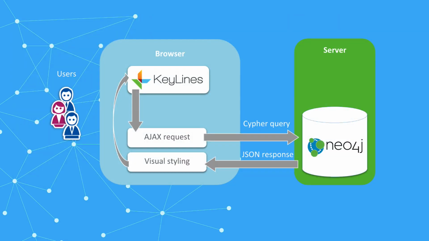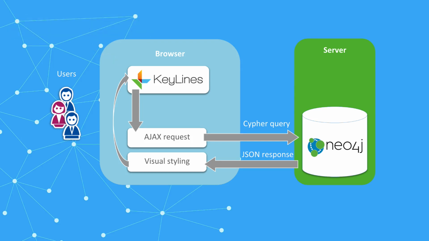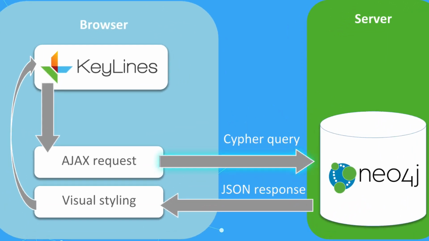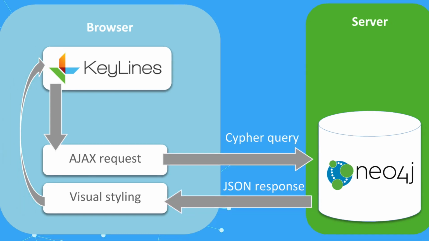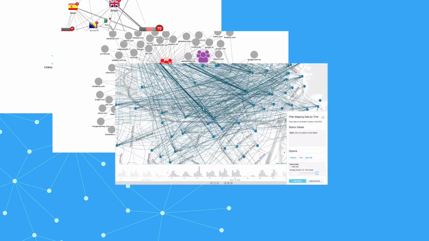Thanks to the KeyLines integration with the Neo4j REST interface, it's easy to combine the two technologies in your graph analysis applications. The KeyLines chart is a WebGL component, powerful enough to visualize tens of thousands of nodes in a single view, with an HTML5 fallback for compatibility with any web browser. As users interact with the chart, Cypher queries get sent back to Neo4j, which returns a JSON object for KeyLines to visualize. Using the KeyLines API, you can create your own visual appearance and choose the functionality that you need.